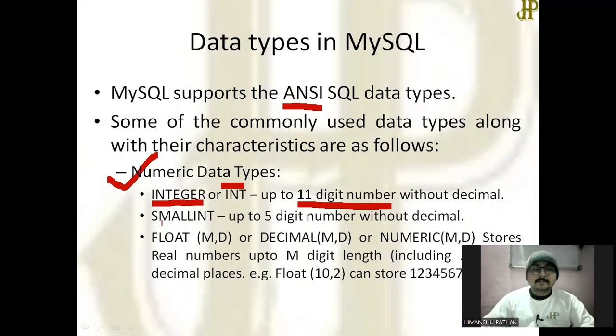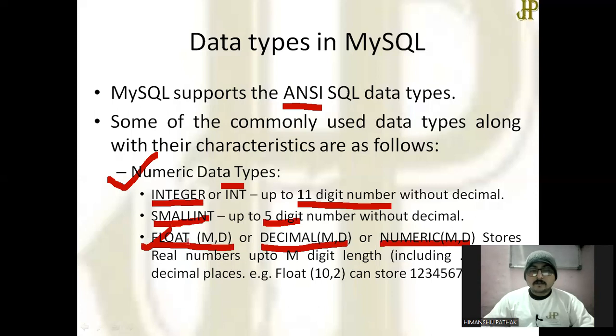Second thing is smallint. Smallint is used for smaller numbers up to 5 digits. And at last, if you want to store decimal numbers, then you have to use float(m,d). Okay, m for mantissa, d for decimal, or you can use decimal, or you can use numeric. Any of the three can be given, but mostly float is used.